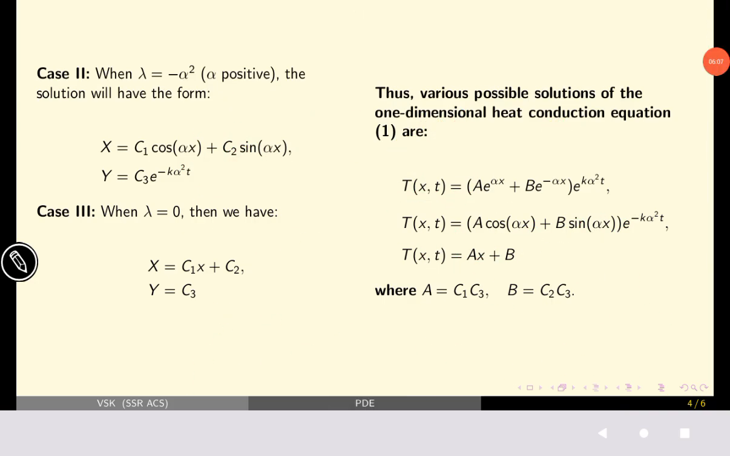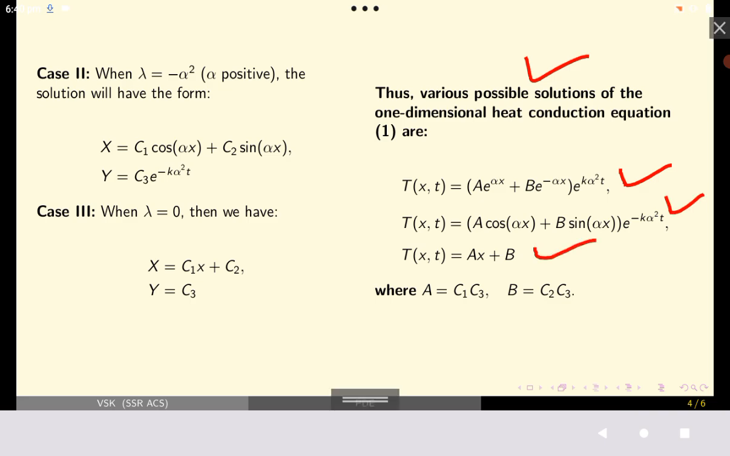Thus the various possible solutions of the one-dimensional heat equation will be u(x,t) equal to this for the first case, this for the second case, and this for the third case, where a is equal to c1 c3 and b is equal to c2 c3. So in all these cases, these will be the solutions.